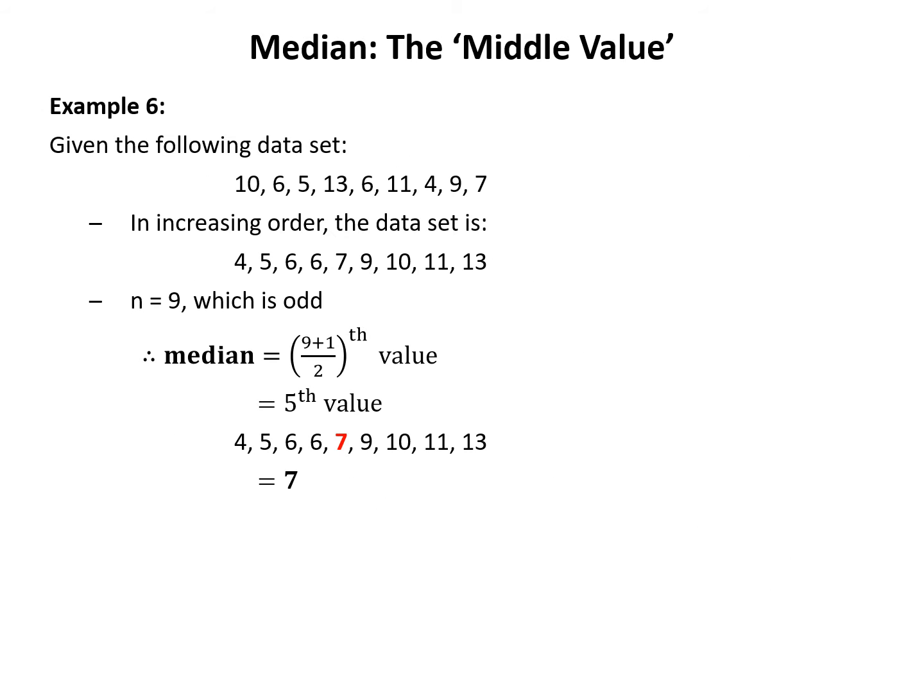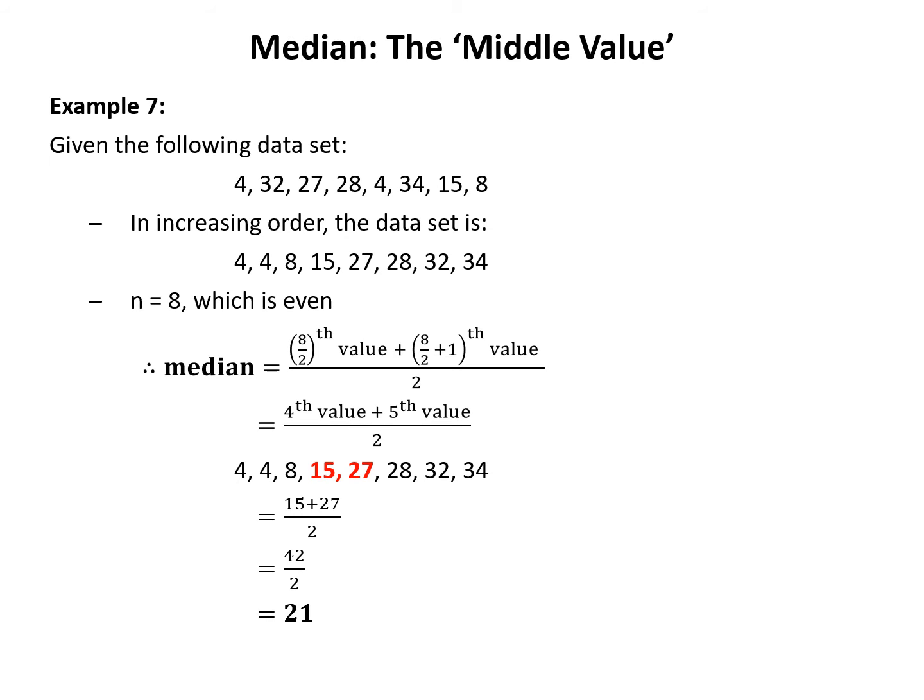In example 6, we're given the following data set that you see in the slide below. We can put that into increasing order as you see on the next line below it. And we have n equals 9 here, which is an odd number. So our median equals the 9 plus 1 over 2th value, which is the 10 over 2 or the 5th value. And you can see that in the ranked data, that is 7. So our median equals 7.